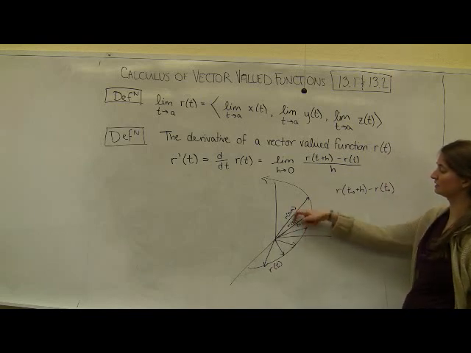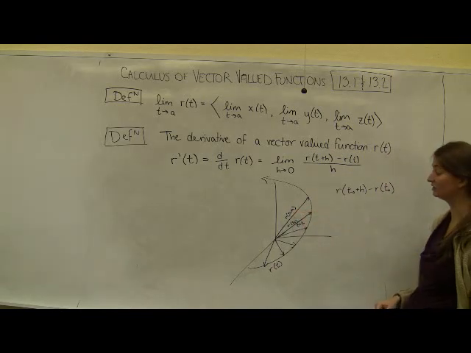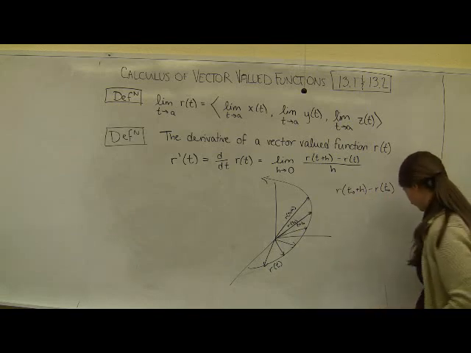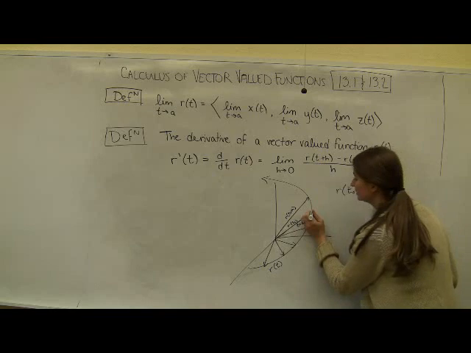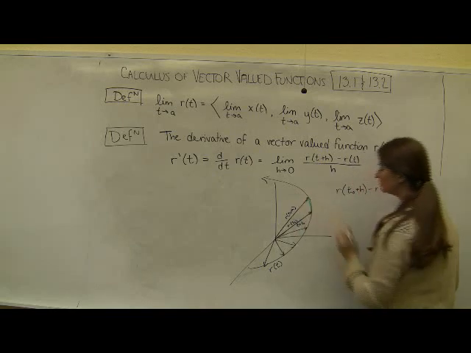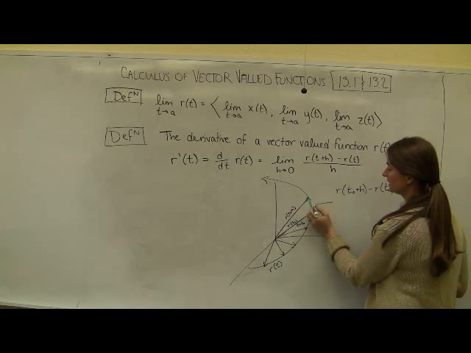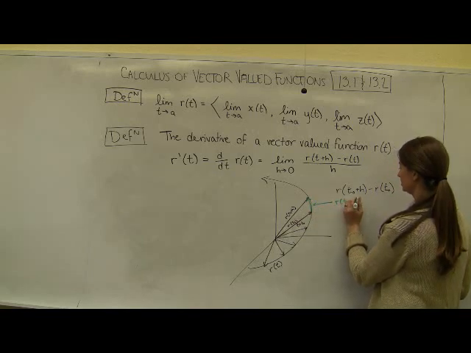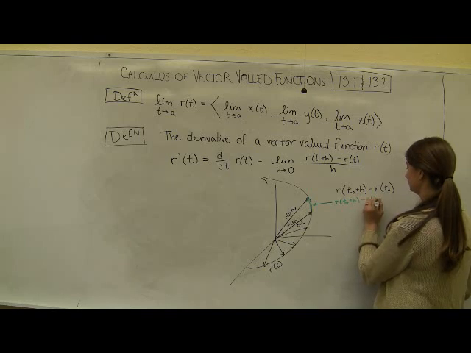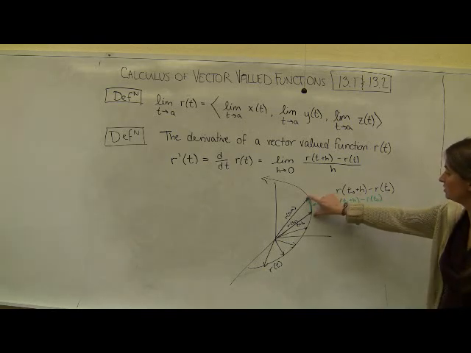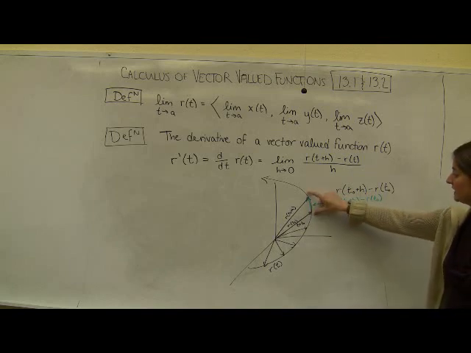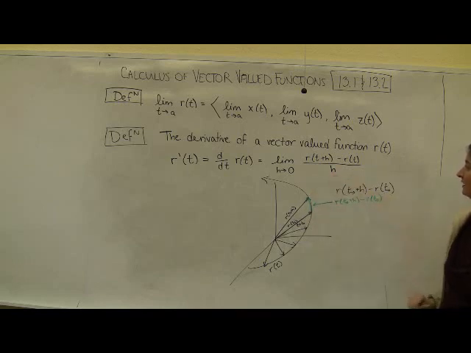So time has increased by a little bit. That little bit is h amount. And if I look at the difference of these two vectors, vector subtraction gives me this new vector. So this new vector is the difference, r of t naught plus h minus r of t naught. Notice as h gets smaller and smaller, I take this difference vector and then I divide it by h.